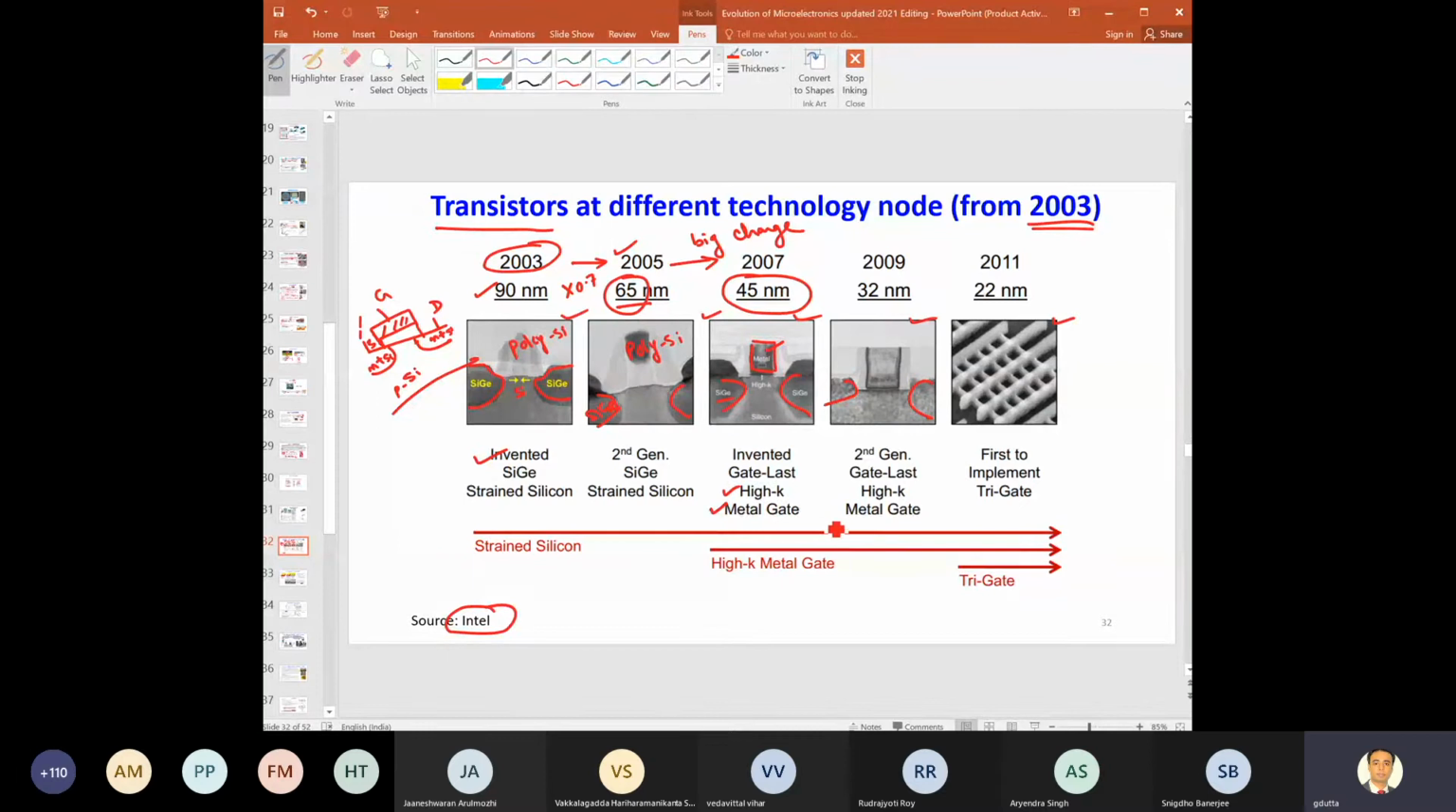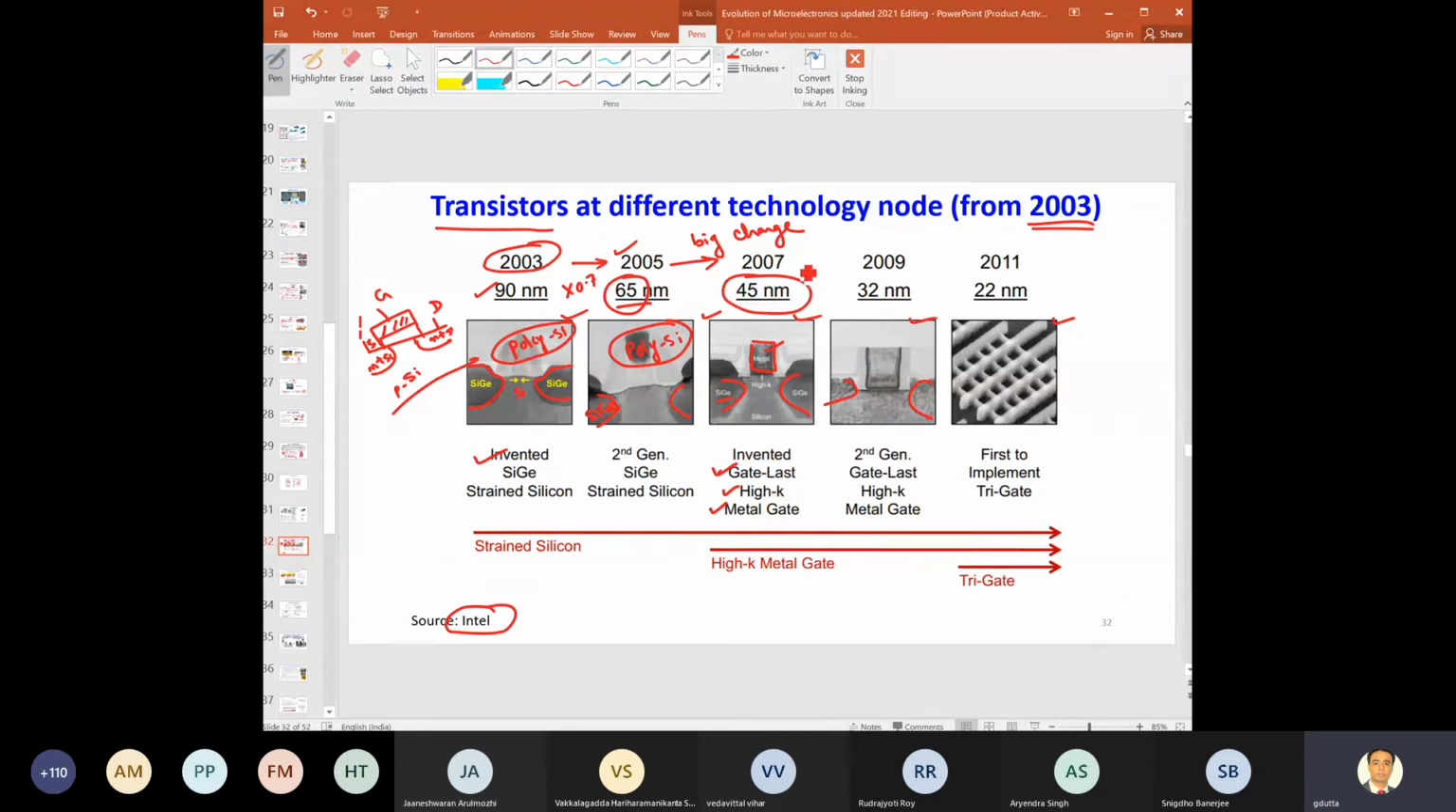And as the metal is used as a gate, the metal has to be deposited at last, because otherwise this metal would melt, even if you use any other metal. So it is the gate last process. That means here it is the gate first process, you have to make the gate first. Here also gate first, and here it is the gate last process, right?